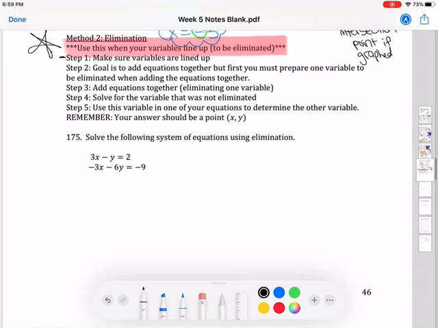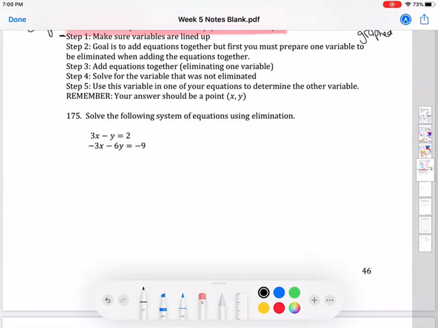Okay, rather than reading through the steps, I'm going to just try to explain it to you as best as I can. Your goal when you are solving a system with elimination is to ultimately eliminate one of your variables, kind of like we did with substitution, where you plug in for y and all of a sudden you only have x's. You're going to do so by adding your equations together. It's very easy once you see it as an example. I'm going to add these two equations together.